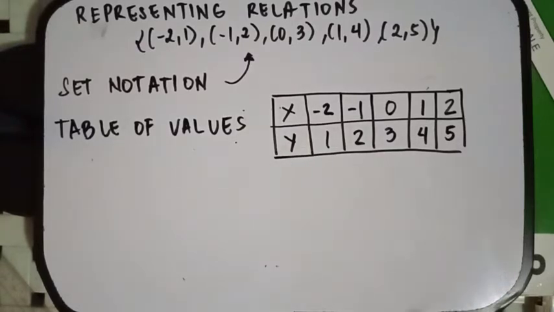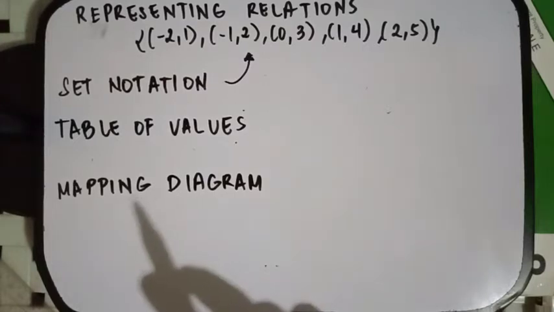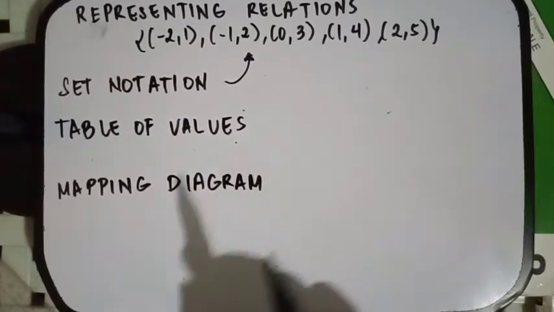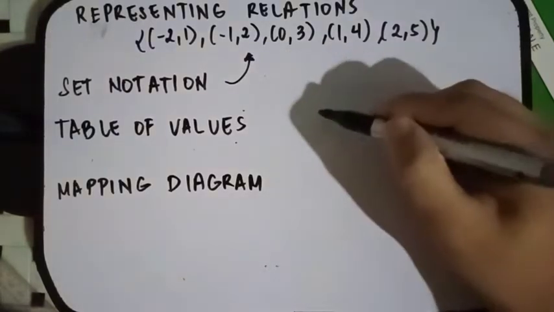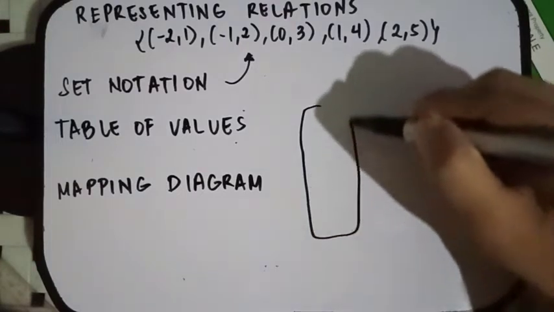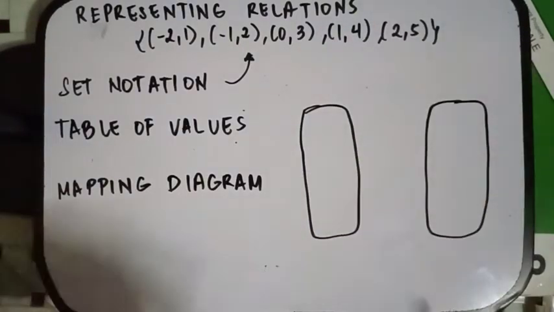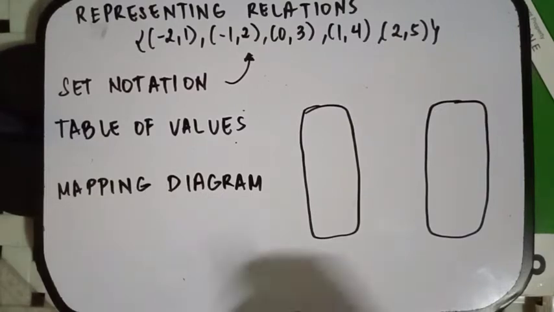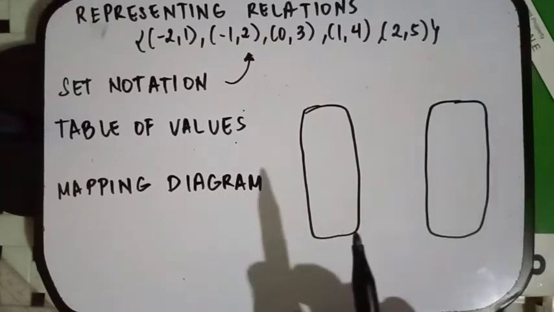Okay? The next one is yung tinatawag na mapping diagram. So, dito sa mapping diagram is all about pairing. So, para ma-present natin yung relation in mapping diagram, ganito kasi yung itsura ng mapping diagram at kung papaano natin gawin ito. So, we have two enclosed figures, maybe rectangle, circle, oblong, or any shape. Basta nagre-represent siya sa sets.